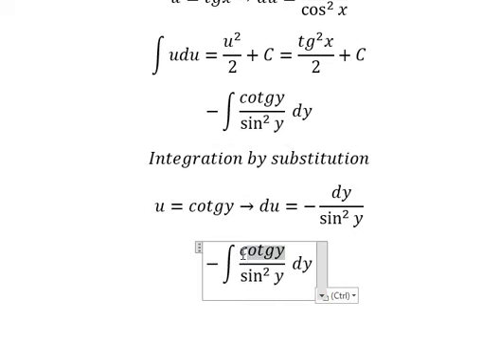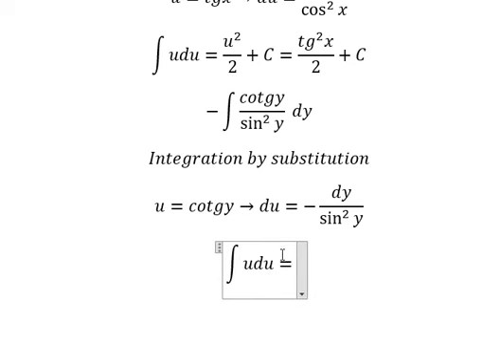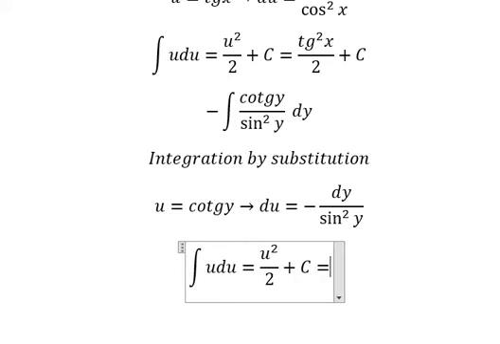This one we change by u. Negative dy over sine y squared we change by du. The integration of u, we have u squared over 2 and we put about c. About u, that's about cotangent y.